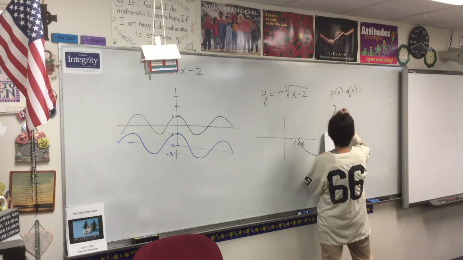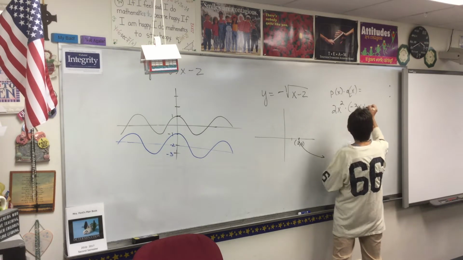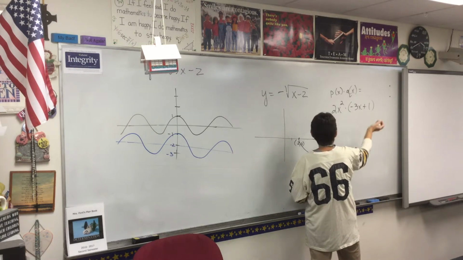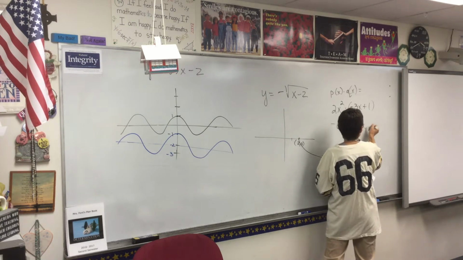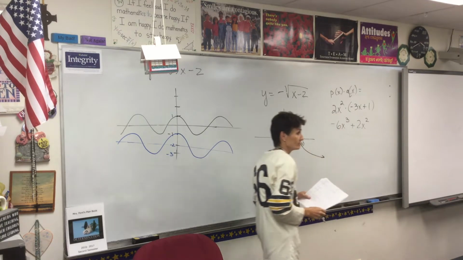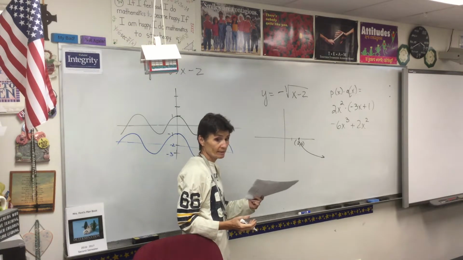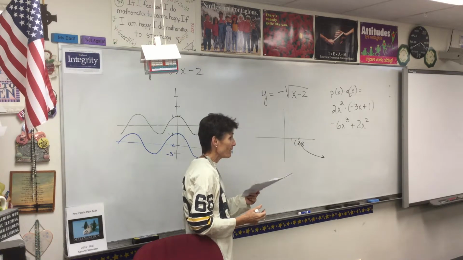So P of X is 2x squared, and Q of X is negative 3x plus 1. So you're just gonna multiply, kids. This is a distribute problem. So negative 6x cubed plus 2x squared. Done. You're multiplying. Did I do it right? We're okay with that? That's easy.